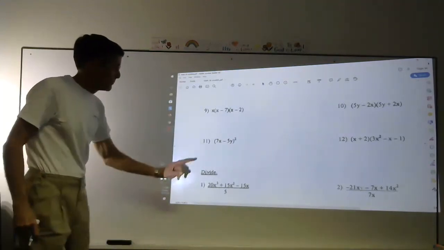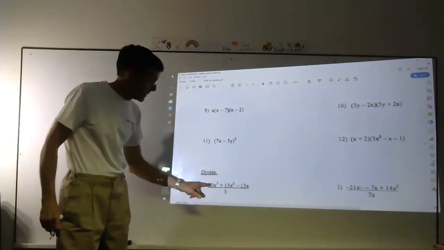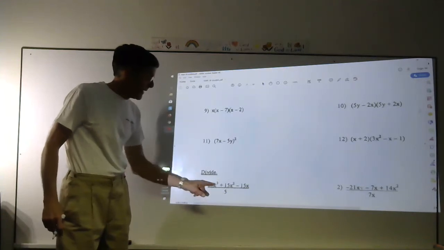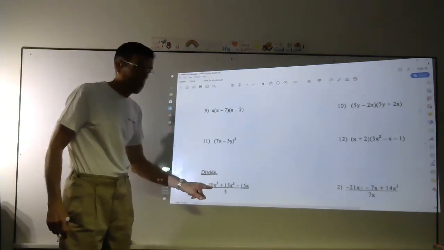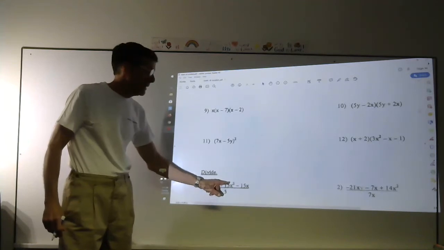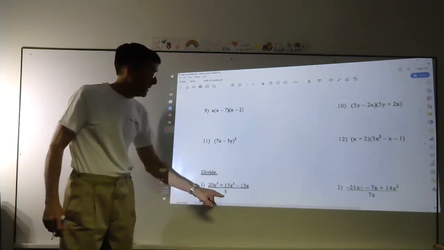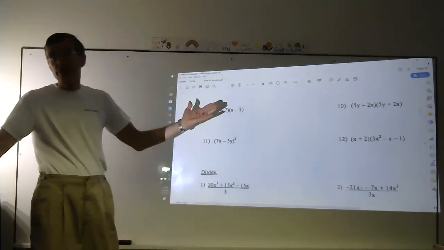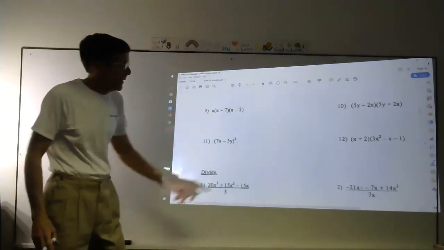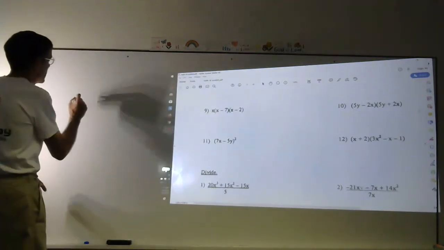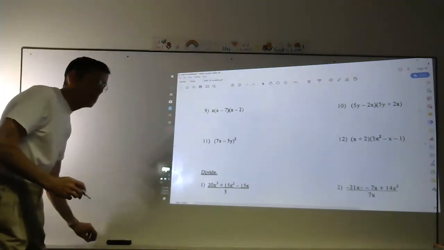The first one is really incredibly easy. I'm just simply dividing by a number. 5 into 20, 4x cubed. 5 into 15, plus 3x squared. 5 into negative 15, minus 3x. Just divide the number. This one over there is a little trickier.